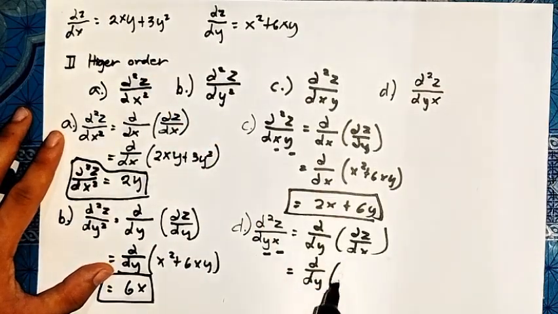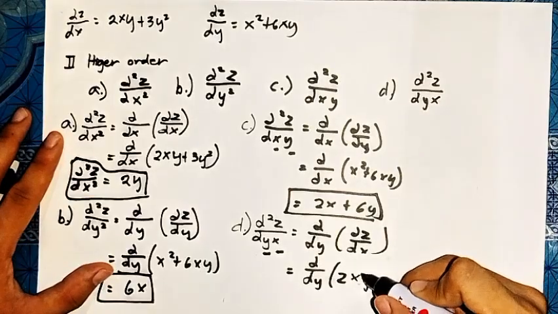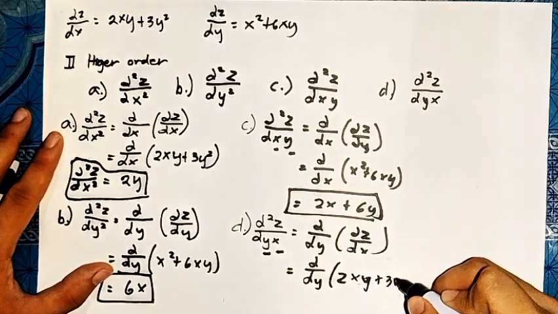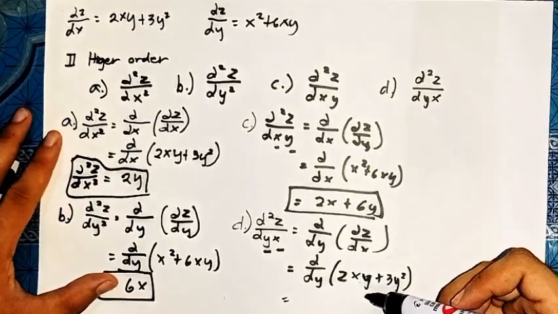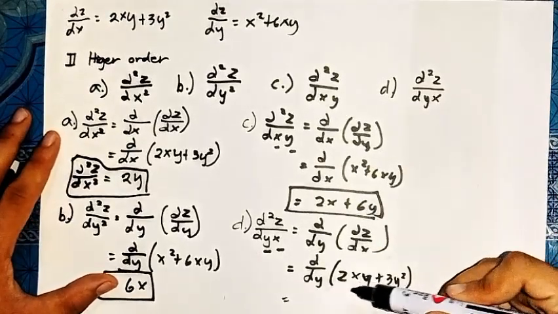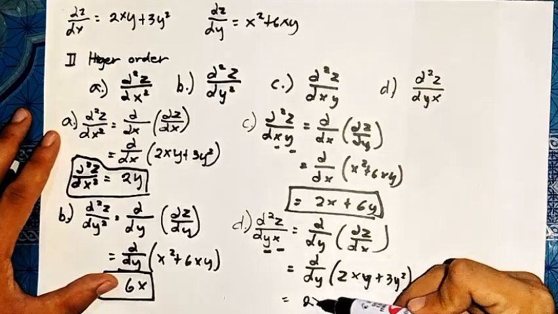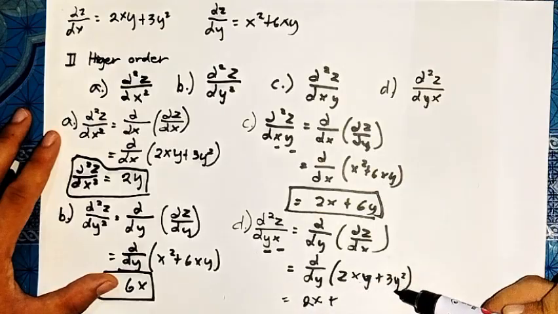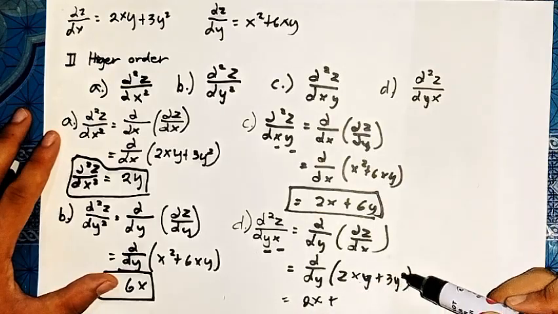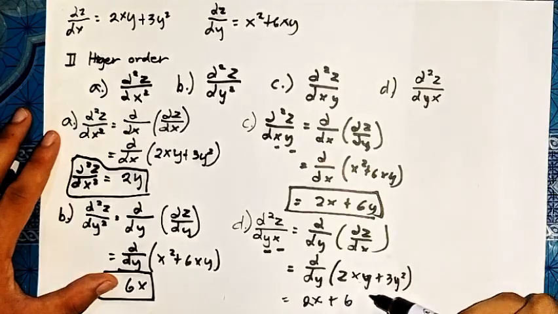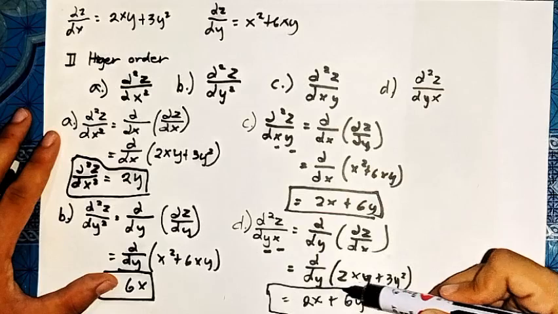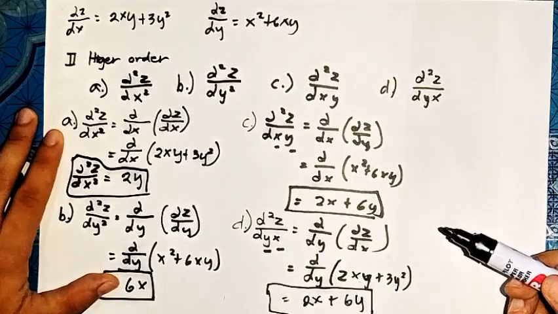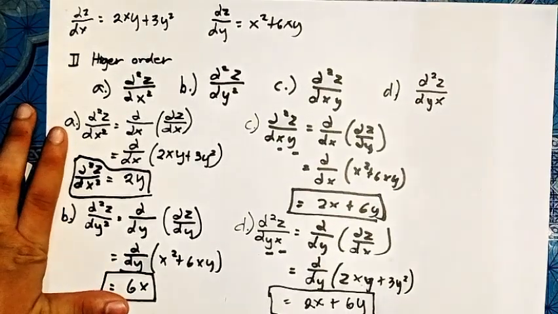So, 2xy plus 3y squared. So, let's derive this with respect to y. So, x will be constant. So, the derivative of 2xy with respect to y is 2x, plus the derivative of 3y squared with respect to y, which is 2 times 3, 6y. So, this is the partial squared z over partial yx.